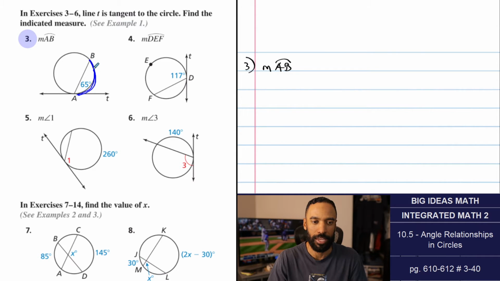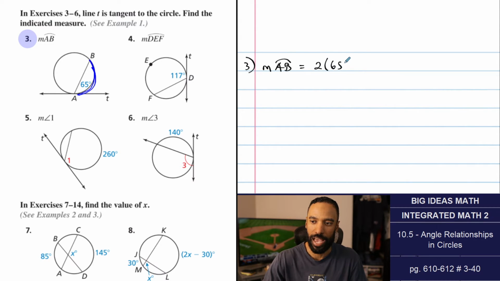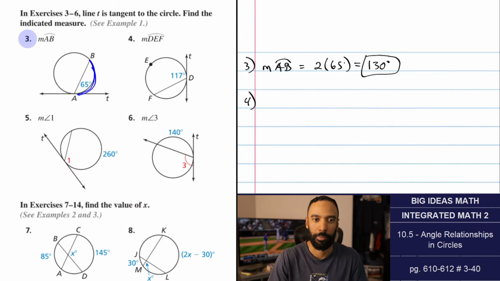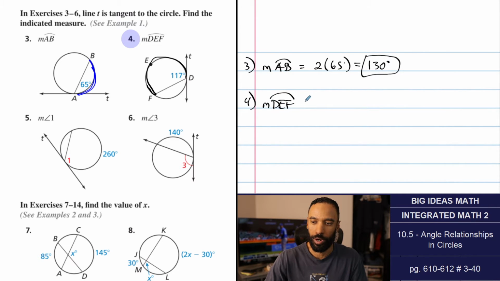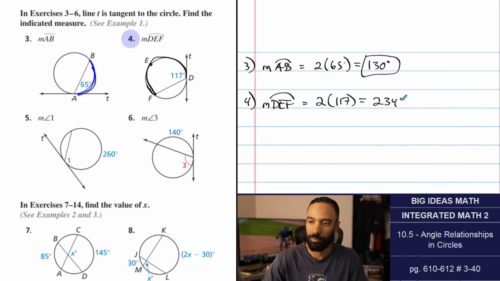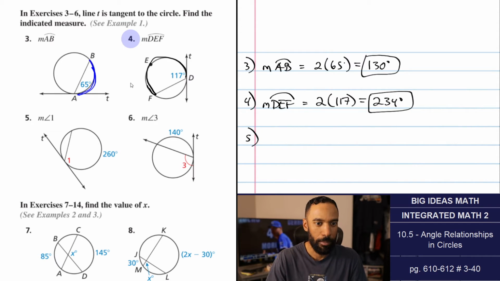65 is, in essence, an inscribed angle with this intercepted arc. So we're going to be doubling 65 to get there. 65 is half its measure. We double it. We get 130 degrees. Number 4. Find the measure of arc DEF. Once again, DEF being this guy, it is the intercepted arc for that inscribed angle of 117. Yes, I can call it an inscribed angle in the same way. It's half that measure, so we get to double the 117. We get 234 degrees.